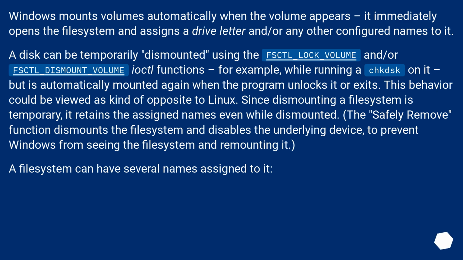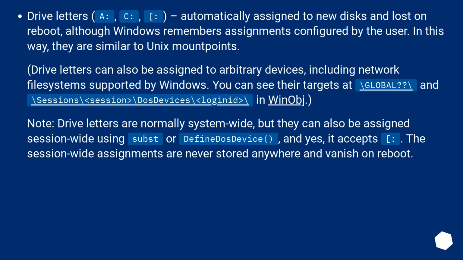Since dismounting a file system is temporary, it retains the assigned names even while dismounted. The safely remove function dismounts the file system and disables the underlying device, to prevent Windows from seeing the file system and remounting it. A file system can have several names assigned to it. Drive letters, C:, automatically assigned to new disks and lost on reboot, although Windows remembers assignments configured by the user. In this way, they are similar to Unix mount points.